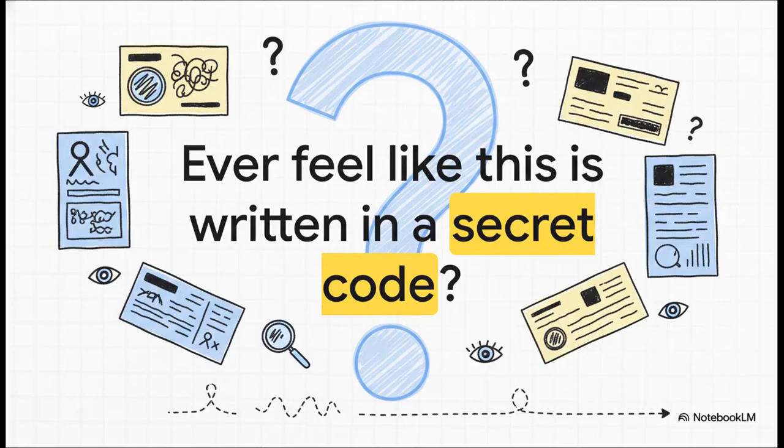Right? You leave the eye doctor's office with a slip of paper, and it just looks like a jumble of letters and numbers. OD, SPH, CYL. What on earth does it all mean? It feels like it was written specifically so only the optician could possibly understand it.